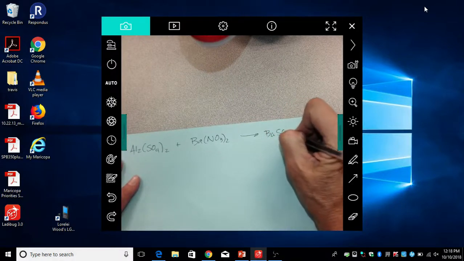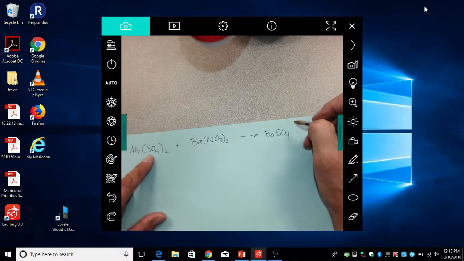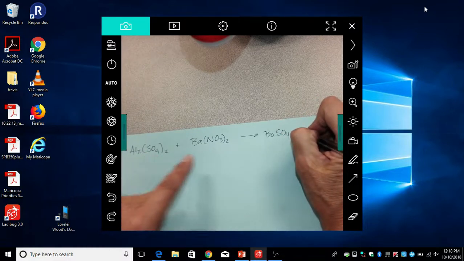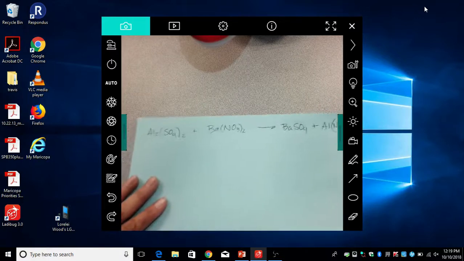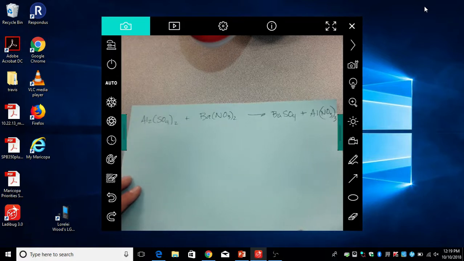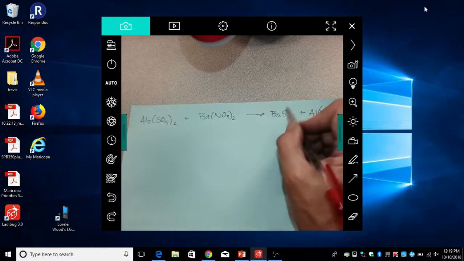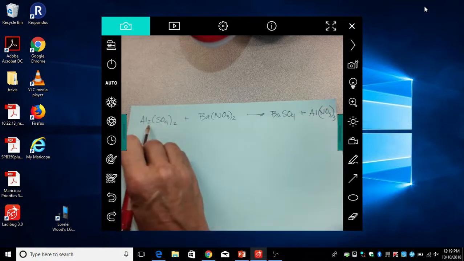Barium sulfate. Barium is plus 2, sulfate is minus 2. Is that right? Can I copy that right in the PowerPoint? Al2SO4.